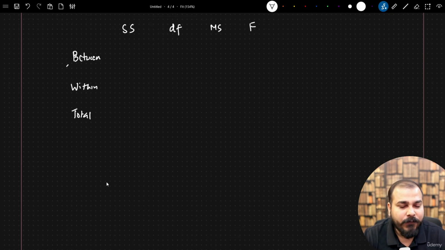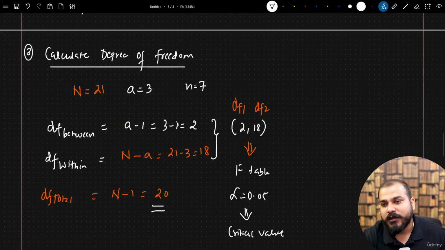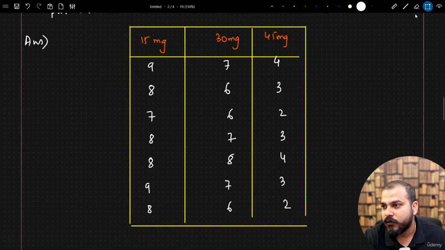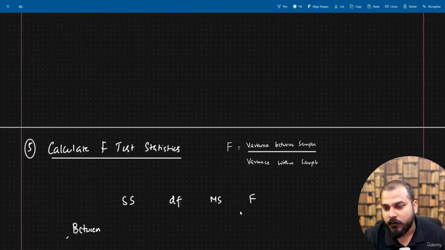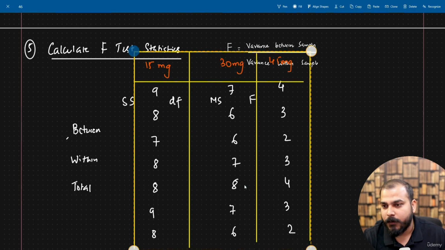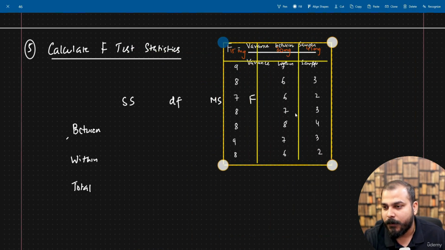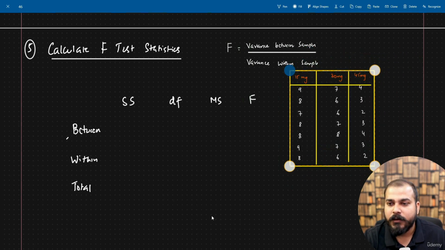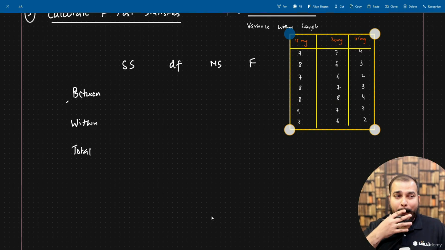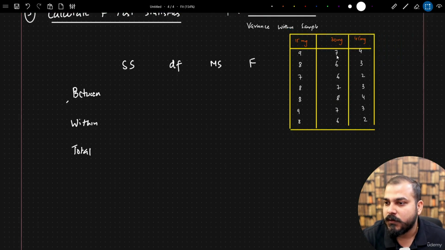Now, first, let's go ahead and calculate this first row: SS between, SS within, and SS total. We'll try to understand what the formula is. And before that, I will take this table also so that I have the table for reference. I'm just going to copy it over here. It's quite big, but don't worry, I will make it small. Okay, so this is my table.